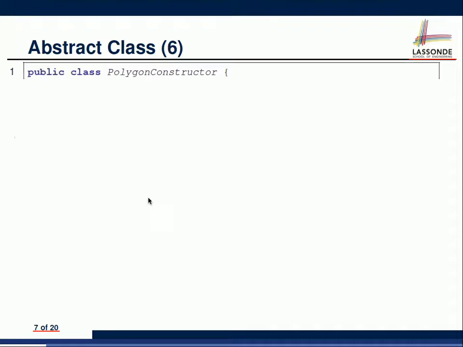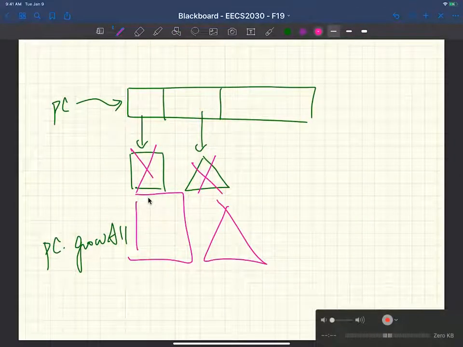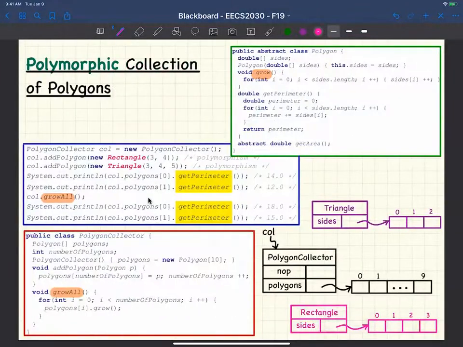Before I go to a second class that we want to talk about, I want to trace some code together with you, just to strengthen the understanding. Polymorphic collection of polygons. Let's do that very quickly. So we have a polygon collector, COL. COL is over here. It's a polygon collector, and we simply initialize that to be empty. Initially, NOP, the number of polygons, is simply 0. Every slot over here is pointing to null.